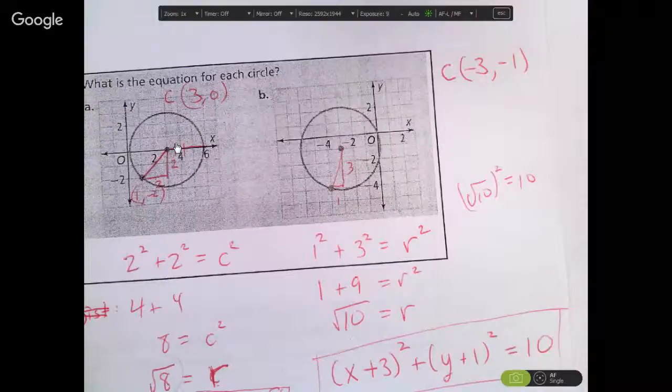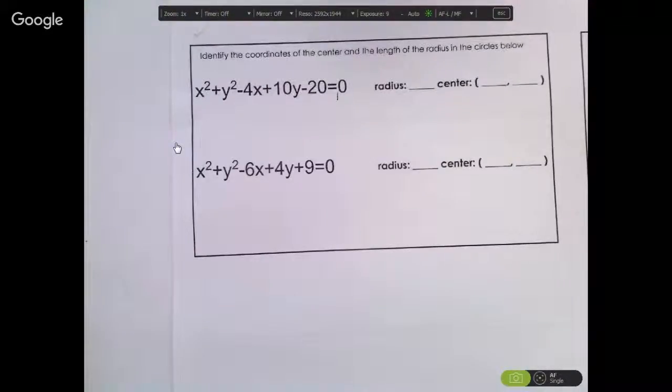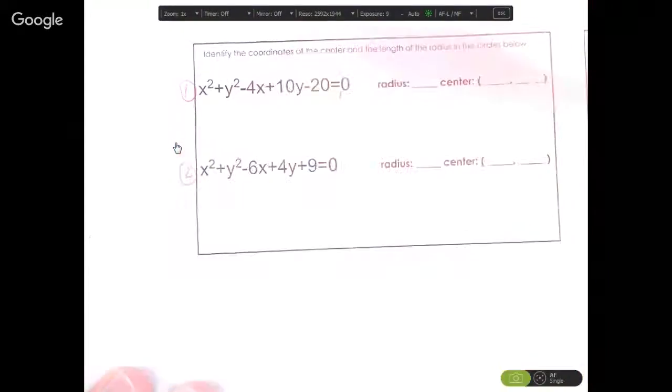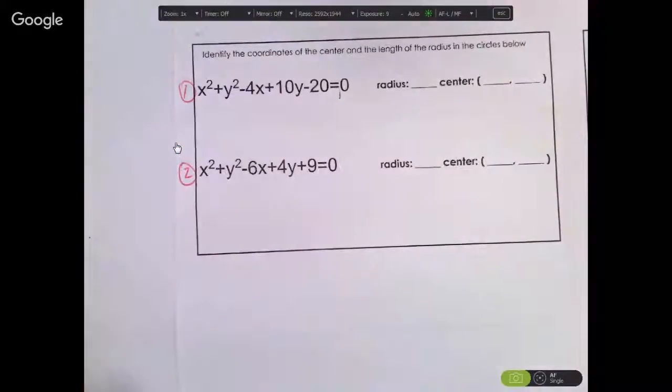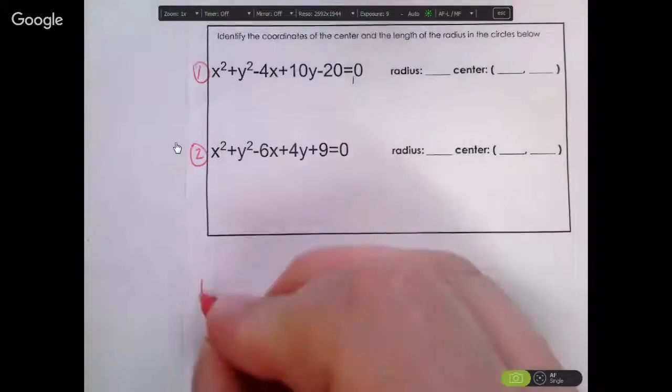I can't see. You guys are going to love these ones. Put this in English, please. Why? Let's go ahead and just put a number 1 on this and number 2.